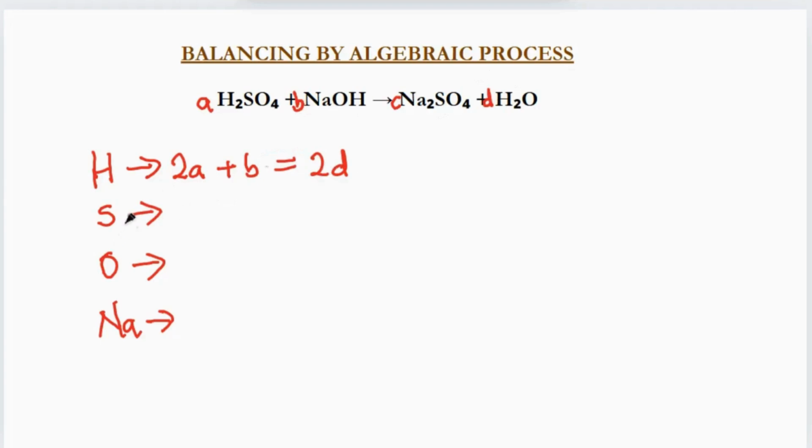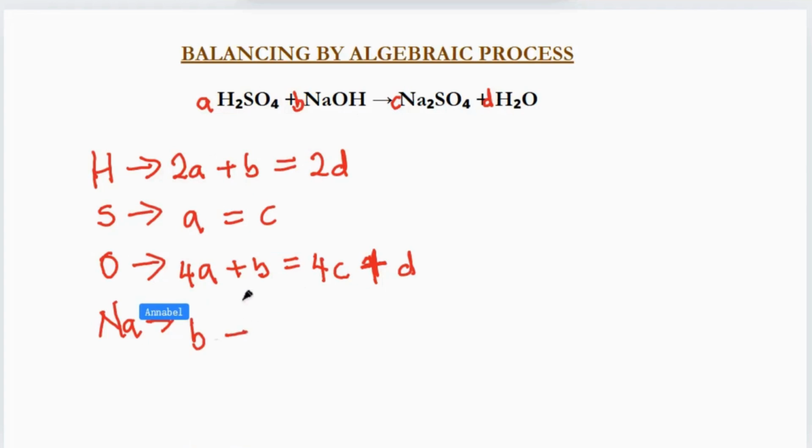Now, the equation for the sulfur. Sulfur is just A in the reactant and C in the product. How about oxygen? Oxygen in the reactant is 4A plus B, equals 4C plus D. And lastly, sodium. Sodium in the reactant is just B, and in the product, we have 2C.